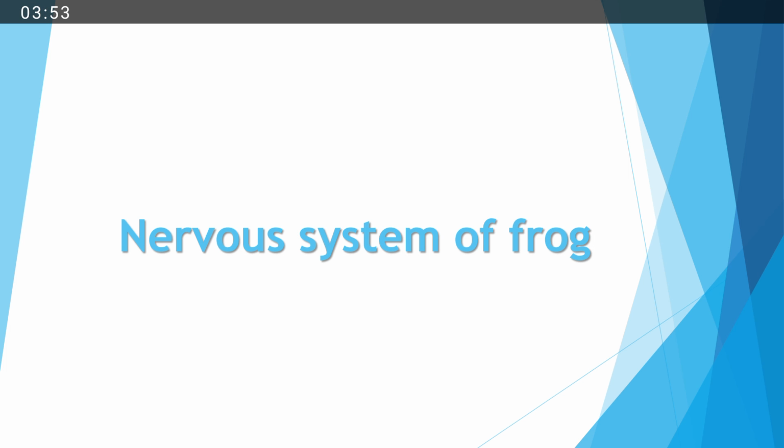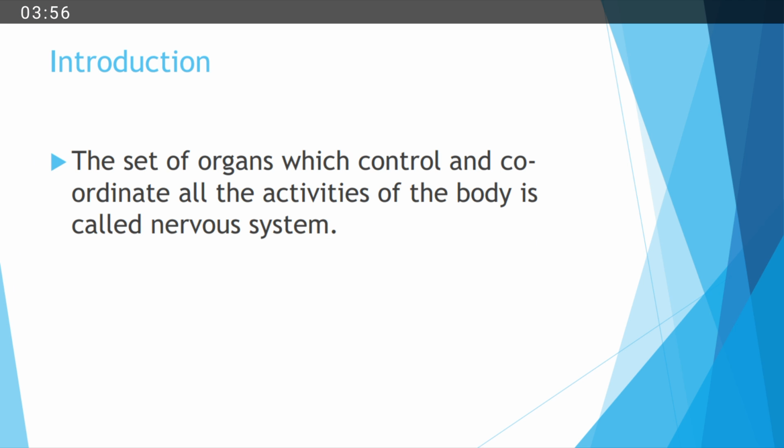The next system is the nervous system of frog. The nervous system of frog is the system which controls all of the body functions and all of the activities of the body, and coordinates them. Without this system, the body cannot perform the functions properly.